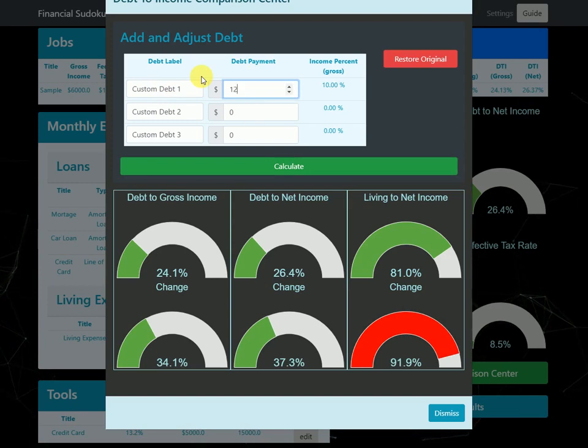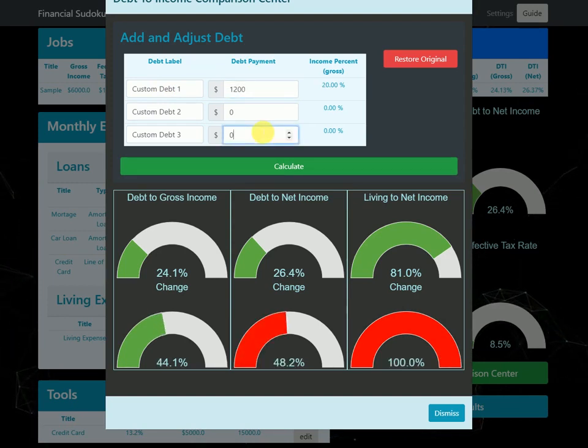If we raise it all the way up to $1,200, it's 44.1. Banks are going to typically look at about 43%. That might be a little bit too high. So based on what that payment's going to be, you're able to look at it a little bit more subjectively.